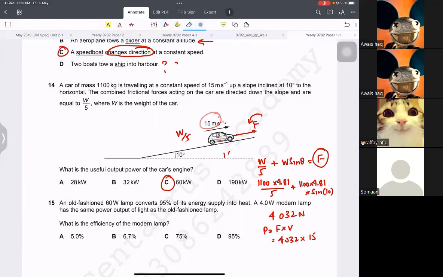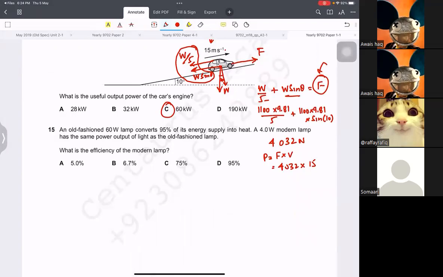Okay. So what I did was, I know the weight of the car has to be down. Weight has two components, one down the slope and one perpendicular to the slope. So I want to know what this component is. This should be W sine theta, as this is 10 degrees, right? Also, it says the friction forces on the car are equal to W over 5, right? Now, you see it is going at constant velocity. This means the sum of the backward forces must be equal to the forward force. Otherwise, it would not go at constant velocity. So F is equal to this plus this. So I found the weight and put in the value. Then power equals that.